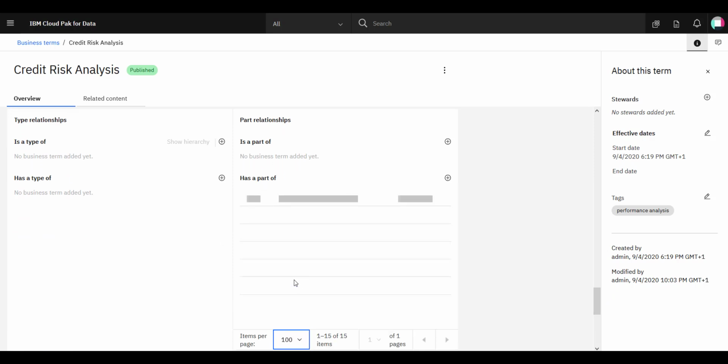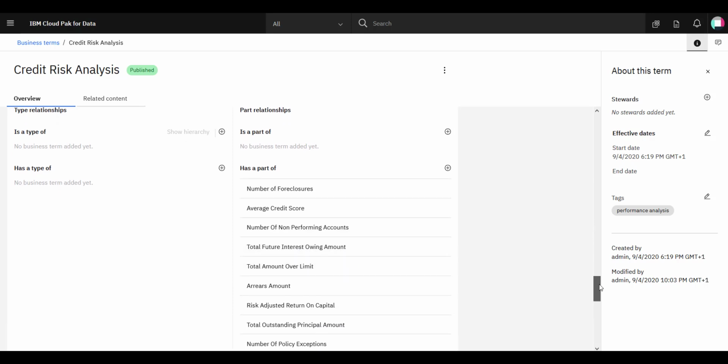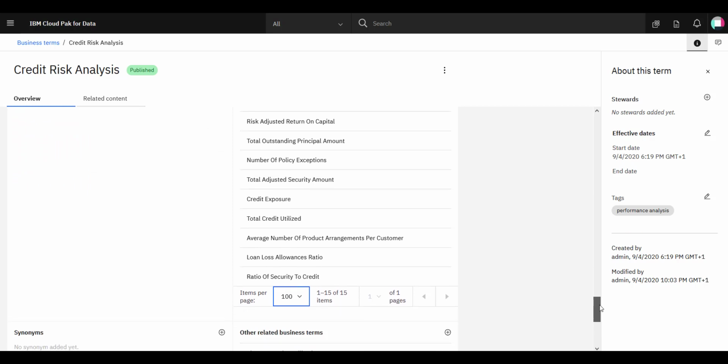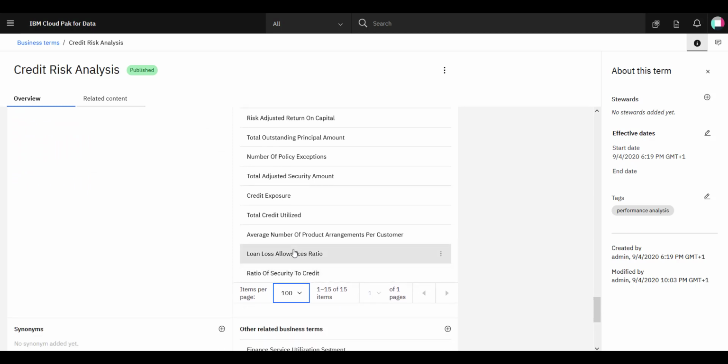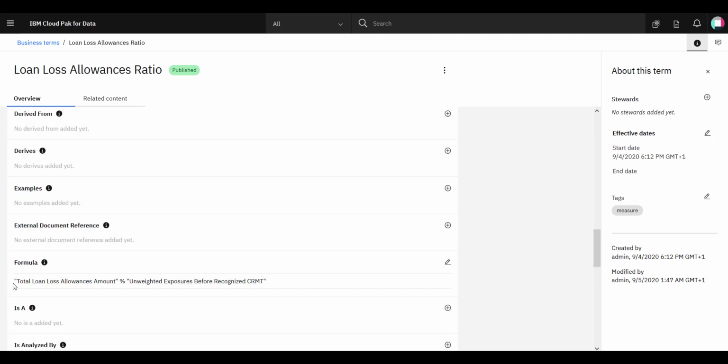These measures may be calculated or derived from other measures, properties and concepts in the business core vocabulary. For example, loan loss allowances ratio is calculated from 2 other measures in the business performance indicators. Note that the formula field gives us an outline of the calculation.